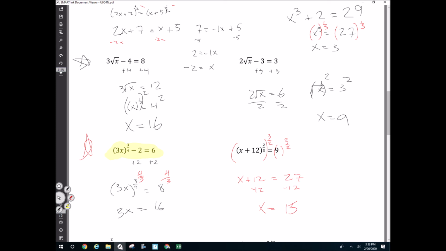3x equals 16. What is x? 16 divided by 3. Yep. Since it doesn't simplify, just leave it at 16/3. Okay, bottom left. x to the 2/3 minus 2 equals 2.